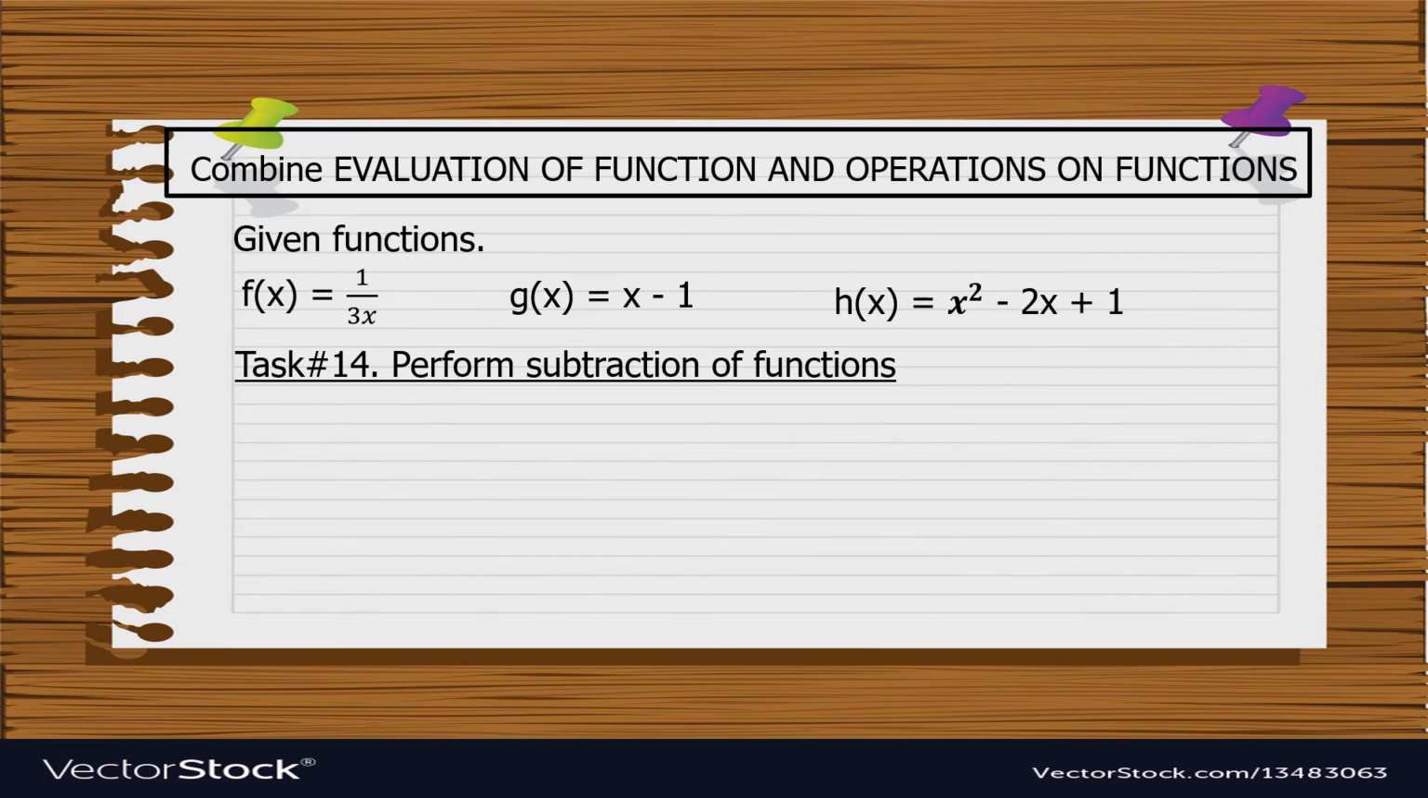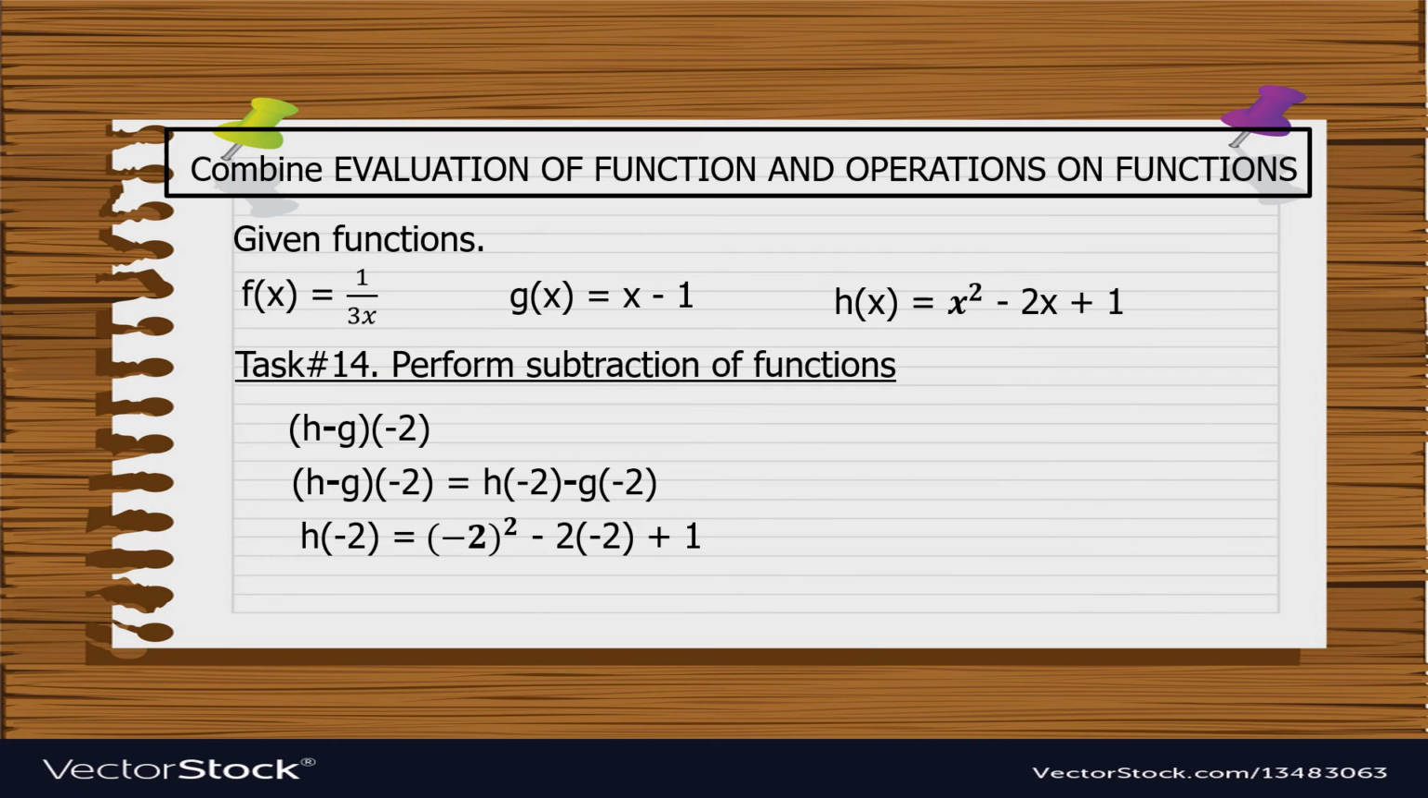Another way of answering task number 14, to find h minus g of negative 2, it is equivalent first to h of negative 2 minus g of negative 2. Evaluating h at negative 2, it is h of negative 2 equals negative 2 squared minus 2 times negative 2 plus 1. Simplifying these numbers, h of negative 2 equivalent to positive 9.